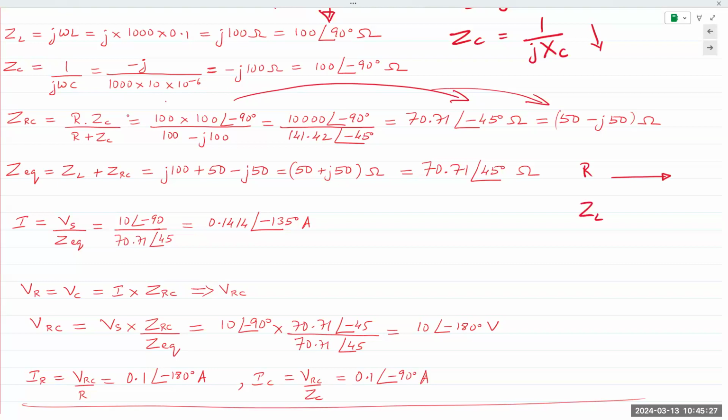ZL, the impedance of the inductor, what's the magnitude? 100. That would be pointing up, with a length of 100. So if this was my x-axis and this was the y-axis, this would be ZL. And then ZC, of course, is pointing straight down.